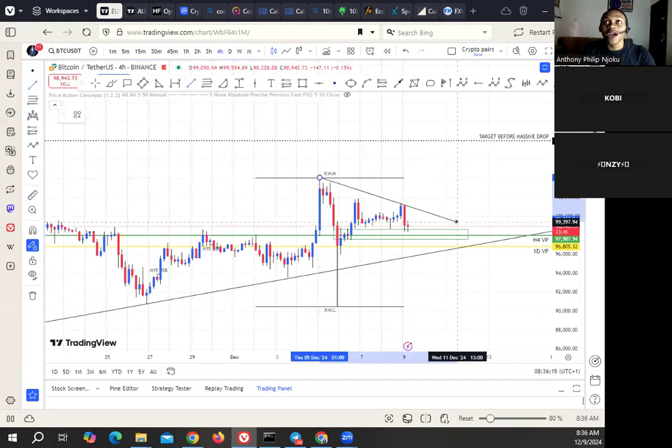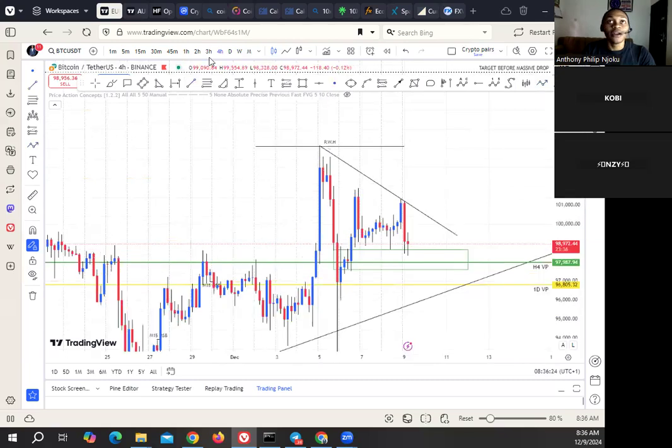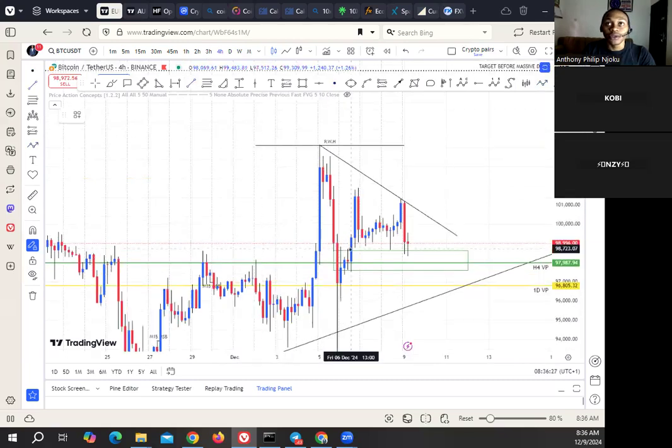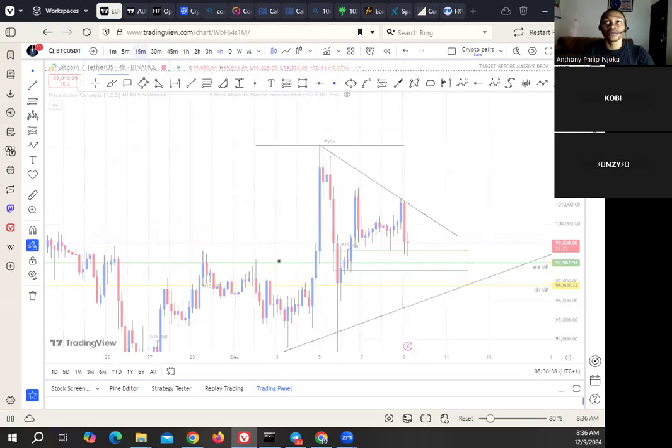So you can buy Bitcoin at a discount price, which is inside the 4 hours demand. So let's mark out, good, I see a change of character here. So let's mark out this, very important, and then go to the smaller time frame.